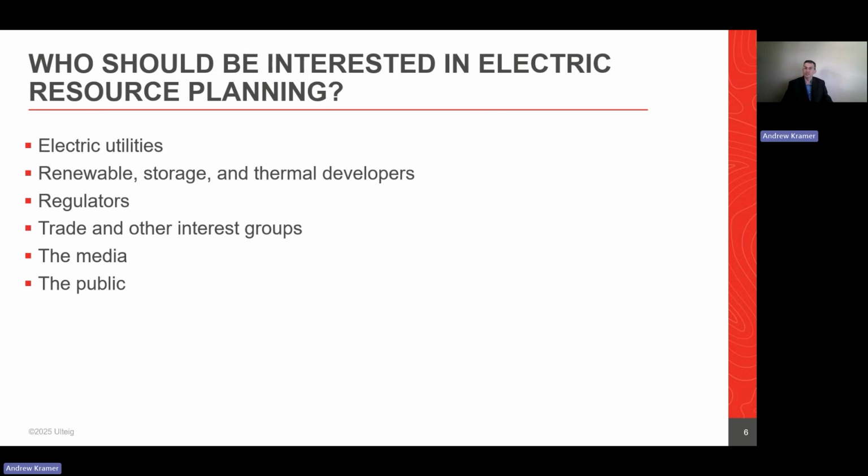Trade and other interest groups. I have many friends in Sierra Club. They're an environmental advocacy organization, and they're very interested and follow these very closely. I've worked with them when I was still in the utilities. We would oftentimes talk shop and modeling and everything else.